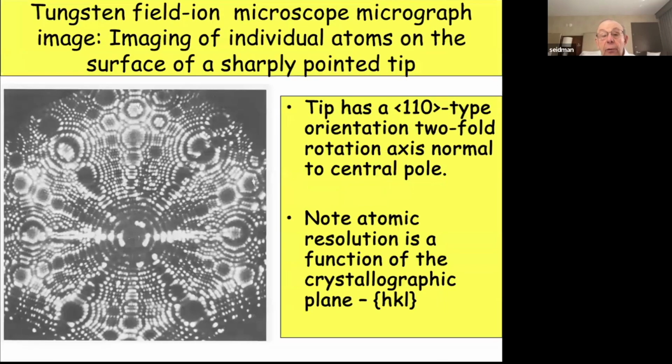Okay, so here is an image. Here is an image of a nanotip. It has a 110 orientation, which means it has 2-fold symmetry. And you can look at this and you see a series of concentric circles. And those concentric circles are a result of a sharply pointed tip. By sharply pointed, I mean less than 500 angstroms. And those are atomic planes.